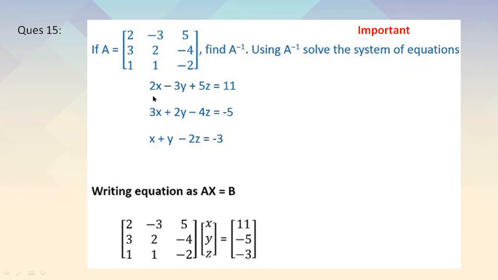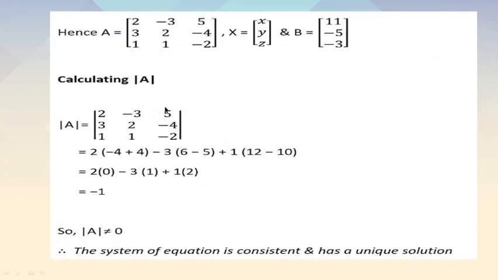First of all we can observe that matrix A is nothing but the coefficients of all the variables: first row 3, 2 and minus 4, second row 1, 1 and minus 2, third row 2, minus 3 and 5. Right. So we can write down that the A matrix is this only, the X matrix is X, Y and Z, and the B matrix is the matrix of all the constants written on the right side. Now first of all we have to check which type of system this is. Do we have some solution or not?